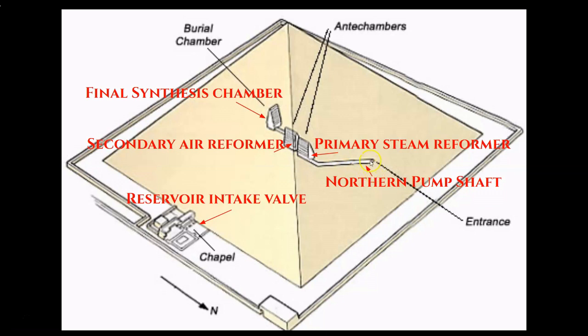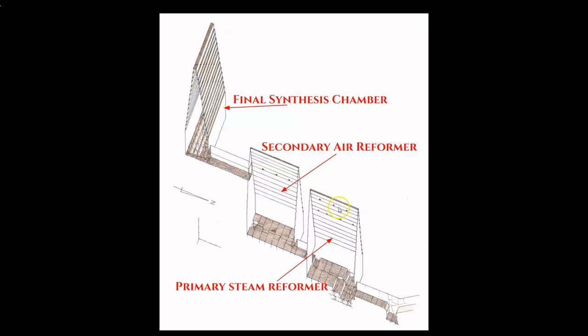But long story short, these pump shafts descend into the three reaction chambers of the Red Pyramid, which are your primary steam reformer, your secondary air reformer, and your final synthesis chamber. This is just a close-up of those three reaction chambers so that we can quickly review their configuration. The first chamber in the reaction sequence is your primary steam reformer. The second chamber in the sequence is your secondary air reformer, and your third chamber is your final synthesis chamber where that ammonia solution was being produced. So, two things to take note of in this diagram.